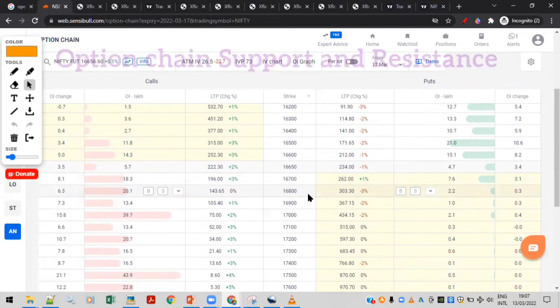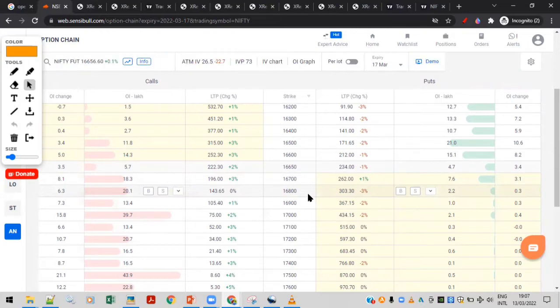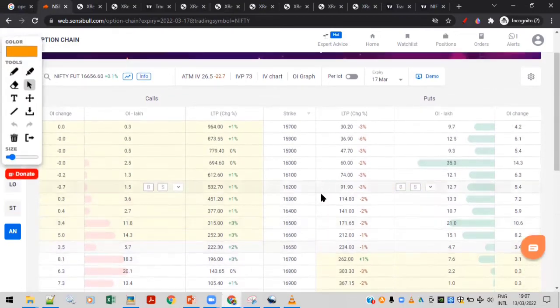Let's go and check the most important secret of this video: how to find support and resistance and how to use it. Here on my screen, whatever number you see on the put side which is biggest will be a support for this expiry. So here 16,000 is a major support, having 35 lakh put writers. Then the second major support is at 16,500, which has 21 lakh put writers. These are the two strikes you need to remember while going for the expiry.